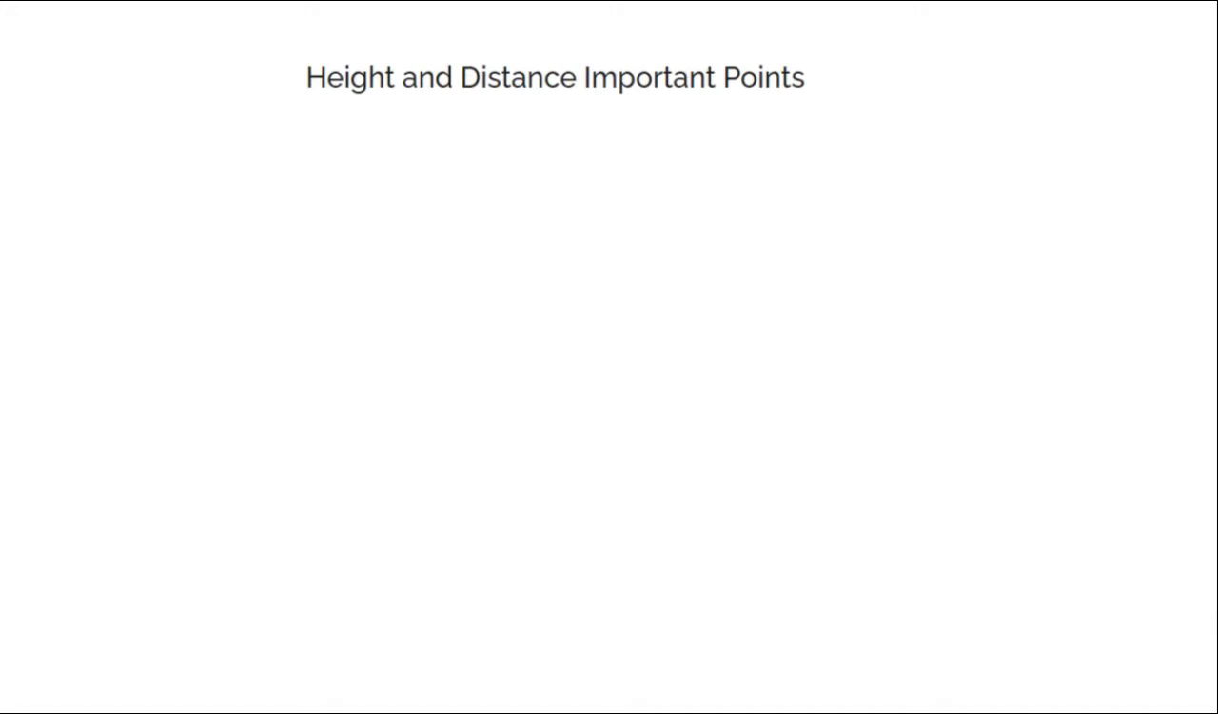There are certain important points you must remember in solving questions related to heights and distances. The first important point is, in solving problems, the observer is represented by a point if his height is not given. If his height is not given, the observer is represented as a point.